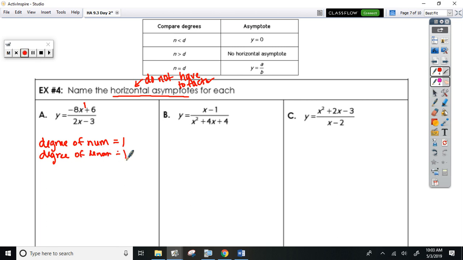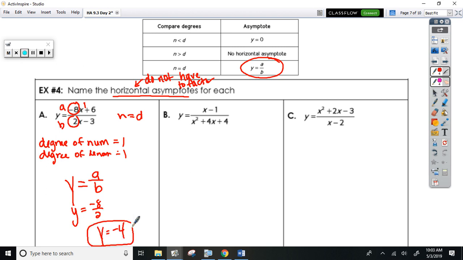So the degrees are equal. N equals D. The numerator degree equals the denominator degree. So we use the coefficients. This will be y equals a divided by b. Again, a is the coefficient of the numerator, b is the coefficient of the denominator. Simplify that and we'll get -4. That's the horizontal asymptote. We would draw a horizontal dashed line at -4.